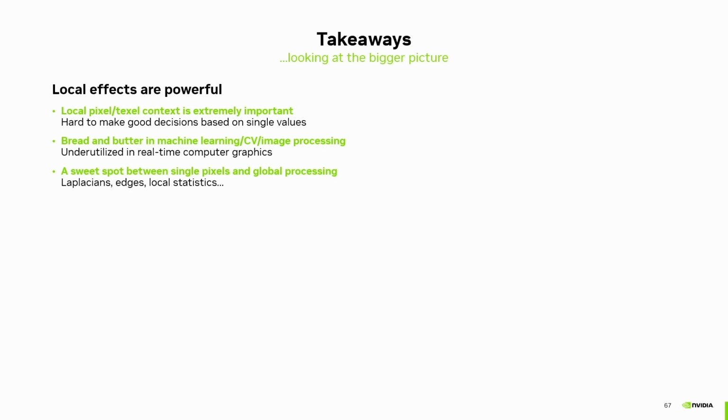Finally, some takeaways looking at the bigger picture beyond texture blending and Laplacians. First of all, I think that those kinds of local effects are extremely powerful. They are bread and butter in machine learning, computer vision, image processing: convolutions, pyramids, U-Nets. They are kind of underutilized in real-time computer graphics. And this local context is extremely important to make good decisions. I think it's a sweet spot between single pixel and global processing.